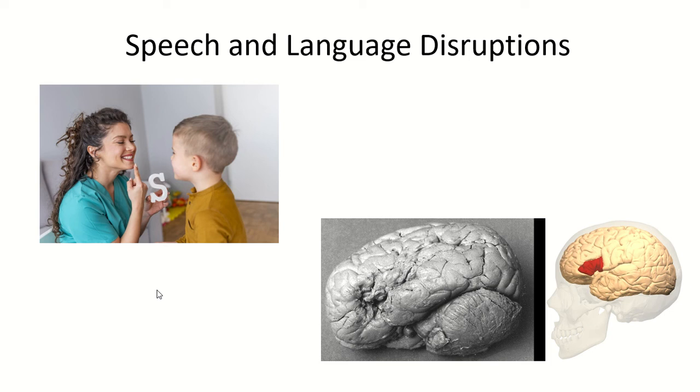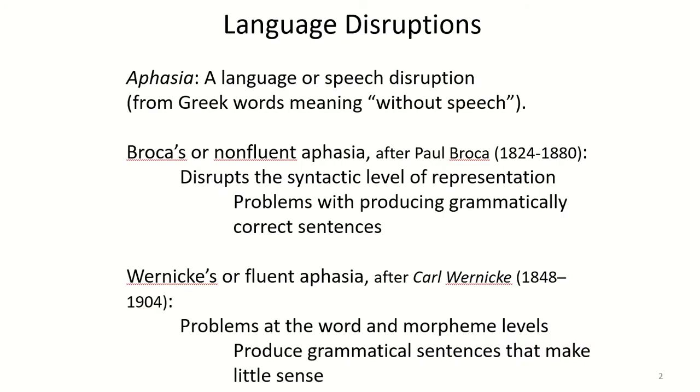Right here now, though, I'm just going to limit it to actual particular language disruptions, such as you see here, where a patient got damage to a particular part of the brain. In this case, that part is called Broca's area. The Greek word for language disruption is aphasia. Aphasia is a word for speech. So aphasia means without speech.